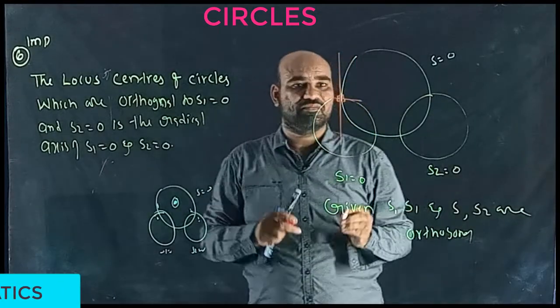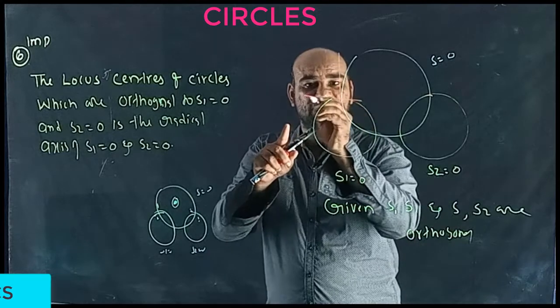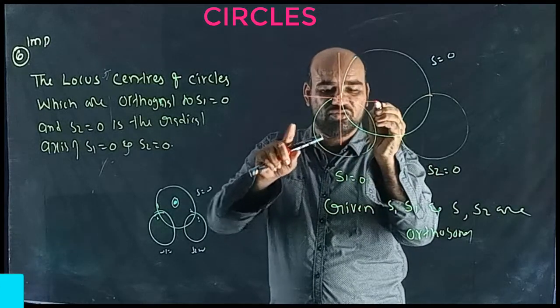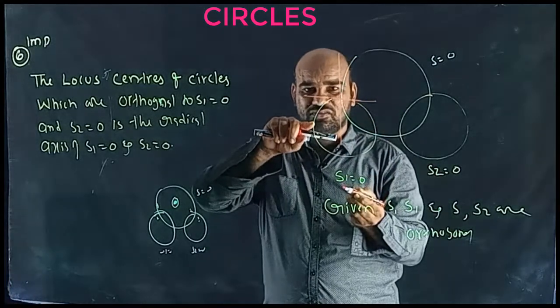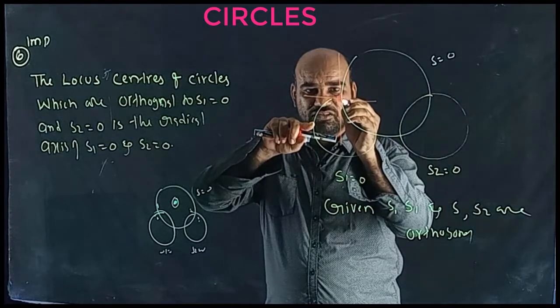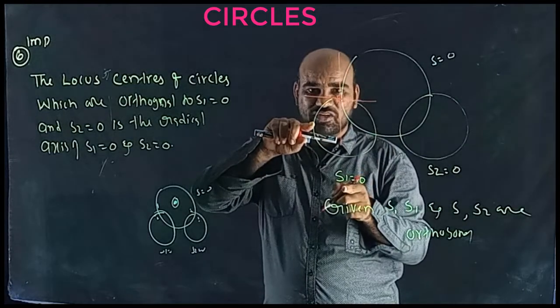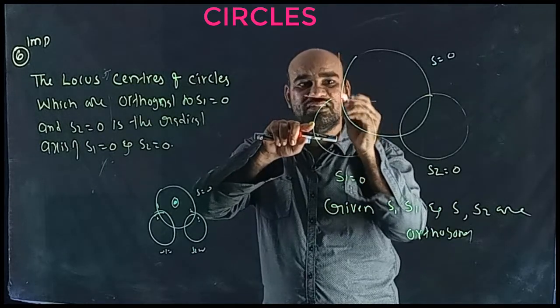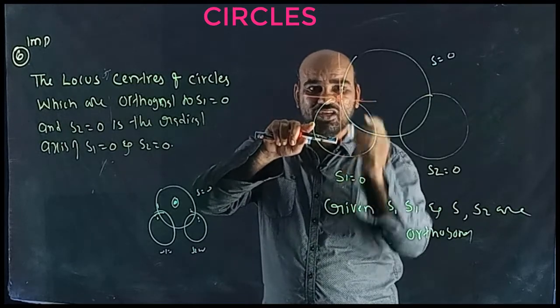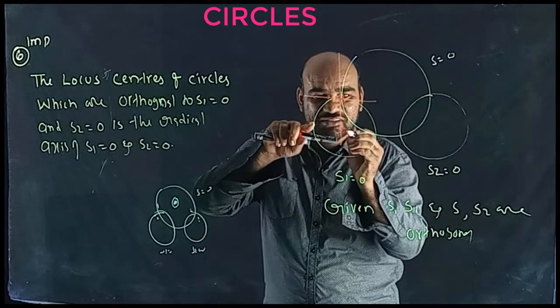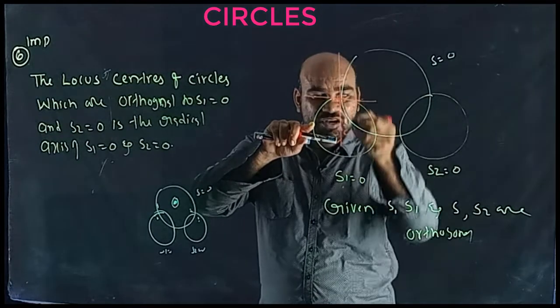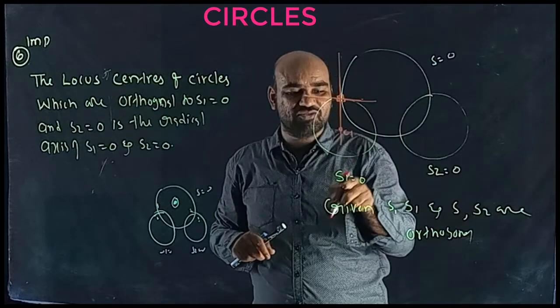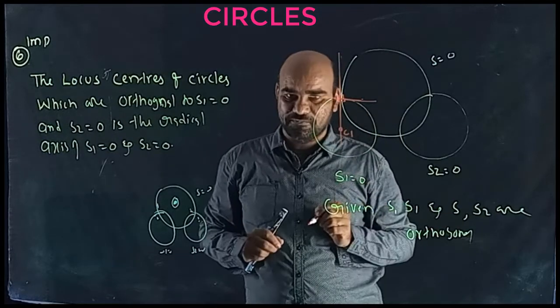Observe here. This is the tangent to circle S1 equal to 0. This is a point on the circle S1 equal to 0. Through that point, a line drawn perpendicular to this tangent, that being normal to the circle S1 equal to 0, that should pass through center of the circle. So this line will pass through center of the circle S1 equal to 0, say C1.